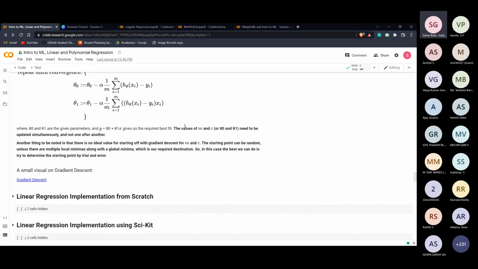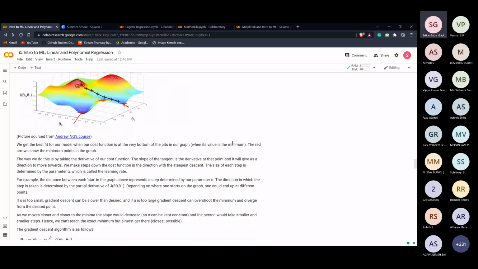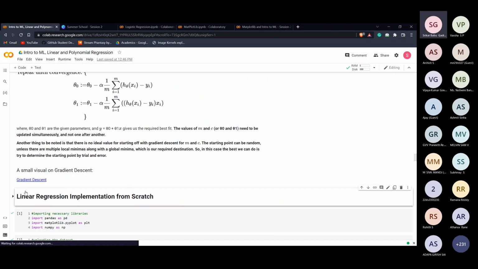See, the main crux of this linear regression part is these two equations. Up until now, we have learned the theory. The theory is important, that is all true. But in code, these two equations are the crux of this entire problem.